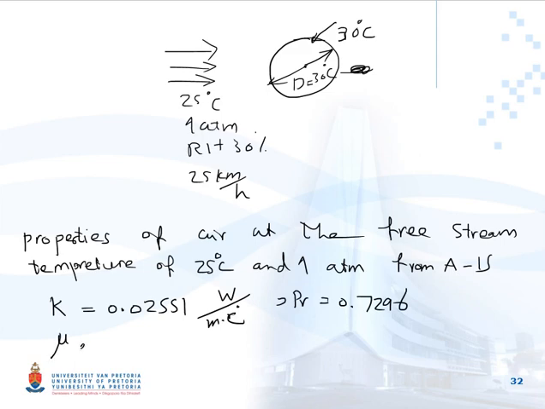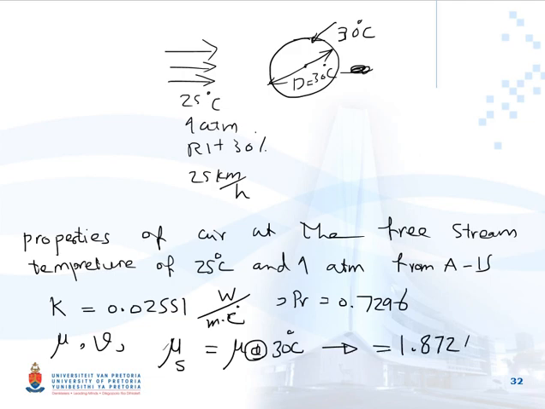Need to find mu as well. Also for the surface, so it will be at 30 degrees, not 25. So basically it will be equal to 1.872 multiplied by 10 to the minus 5 kilogram per meter second. The mass diffusivity of water vapor in air at the average temperature.